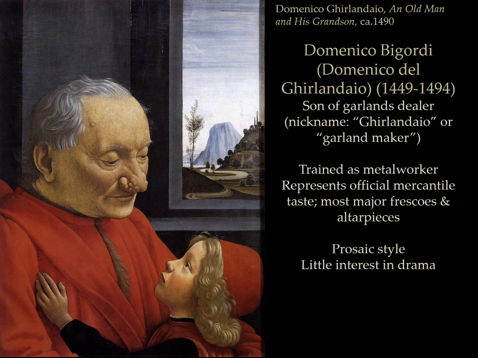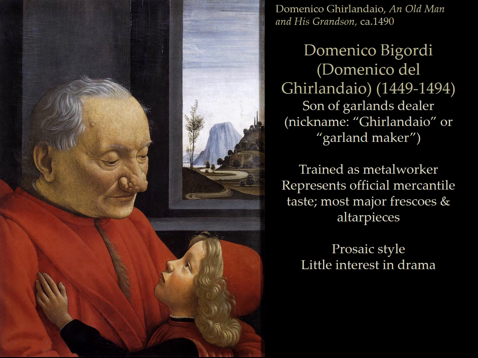Now turning to the third and final type of painting appreciated in the last quarter of the Quattrocento, we look at Domenico Ghirlandaio. So Domenico is nicknamed Del Ghirlandaio because he is the son of garland dealers and sellers. So literally his name is garland maker. Now you find that Ghirlandaio is going to be trained as a metal worker, a goldsmith, and represents the official mercantile taste in Florence. Therefore, he has the most major fresco series and altarpieces at the end of the century.